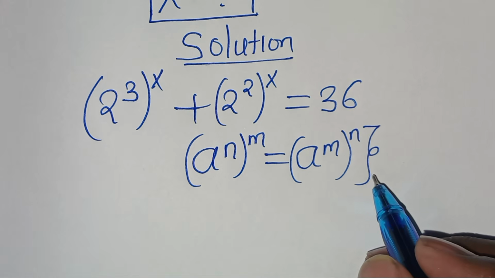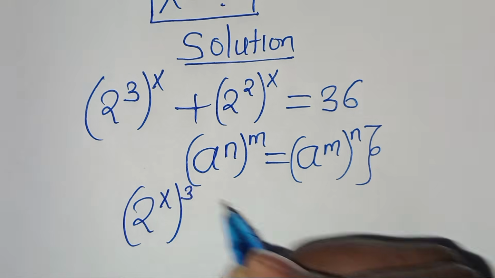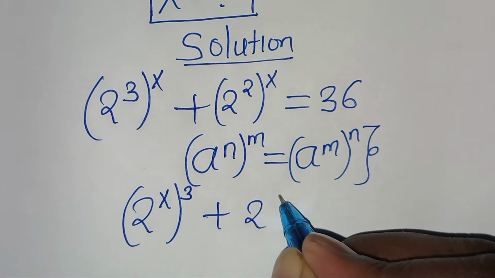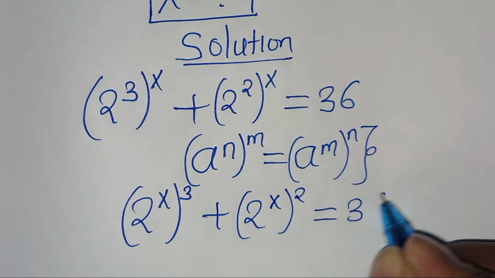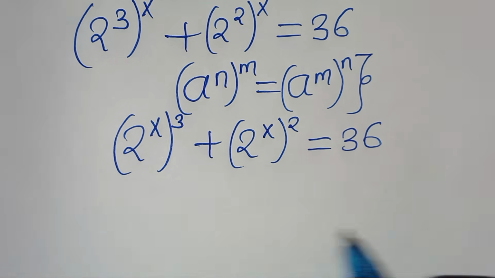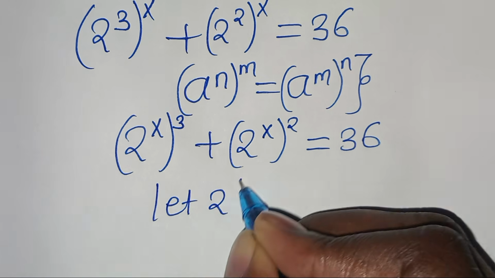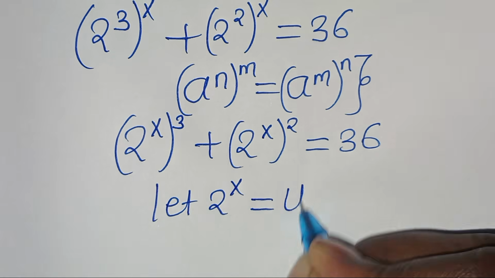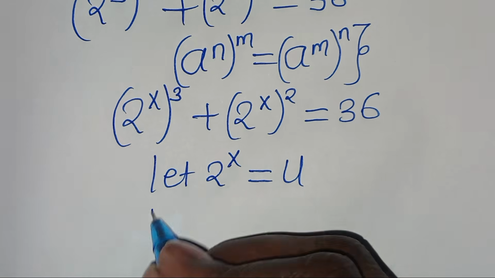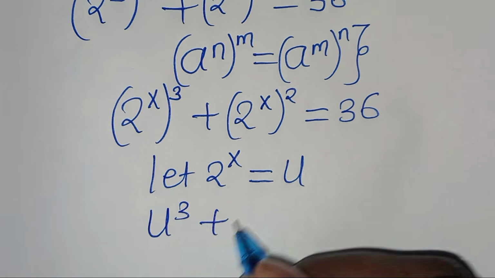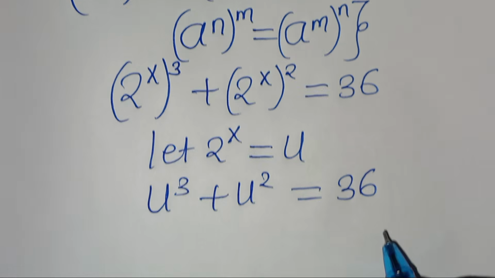Applying this exponent property, then we have 2 to the power of x raised to the power of 3, then plus 2 to the power of x raised to the power of 2. This is equal to 36. Since 2 to the power of x is common here, we can let 2 to the power of x be equal to u. So let's express this equation in terms of u. So we have u to the power of 3 plus u to the power of 2. This is equal to 36.